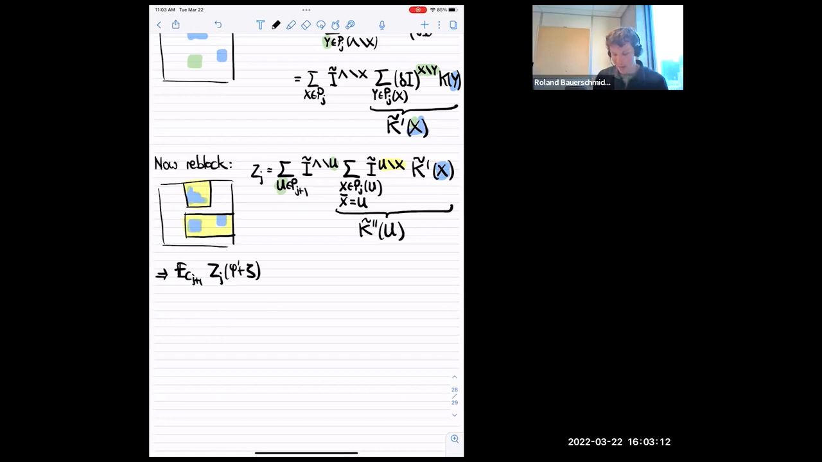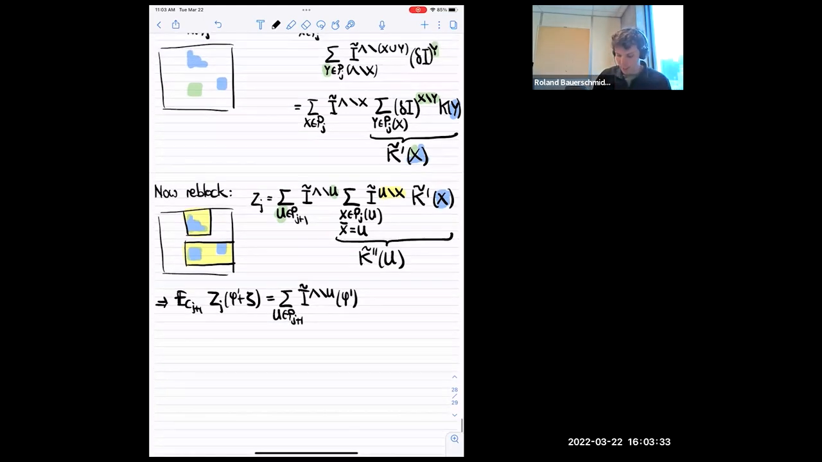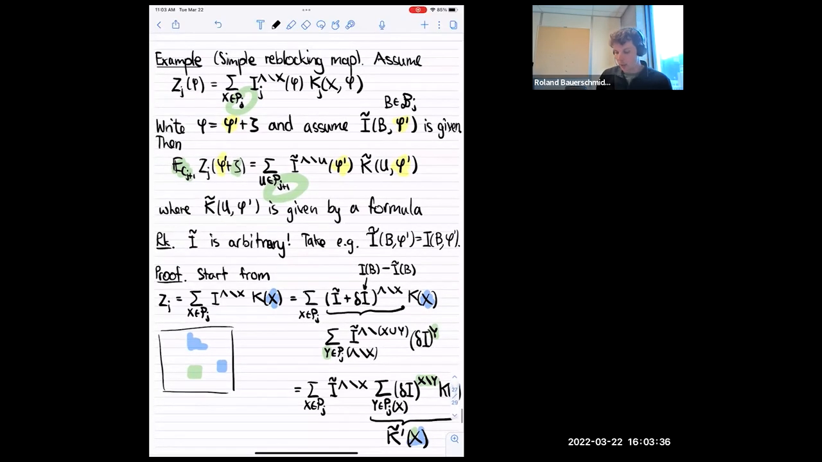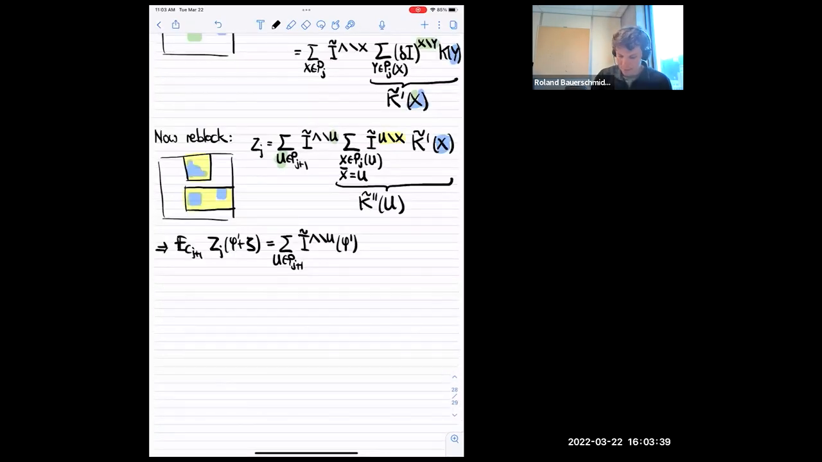So we replace phi by phi prime plus zeta, and take the expectation. Do that in the formula above. So again, we have U in Pj plus one, that is all the same. Now the assumption comes into play that I doesn't depend on zeta, right? That was an assumption we made, that I tilde only depends on phi prime. And then we have the expectation of K tilde double prime of U.